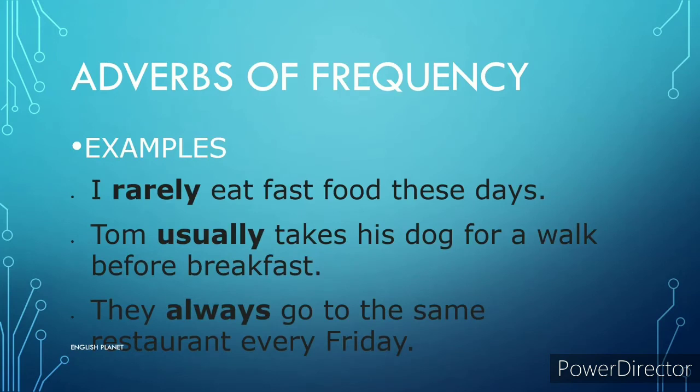I rarely eat fast food these days. How frequently do I eat fast food these days? Rarely. So rarely is an adverb of frequency. Tom usually takes his dog for a walk before breakfast. Tom takes his dog for a walk before breakfast. How often? Usually. How frequently? Usually. So usually becomes an adverb of frequency.